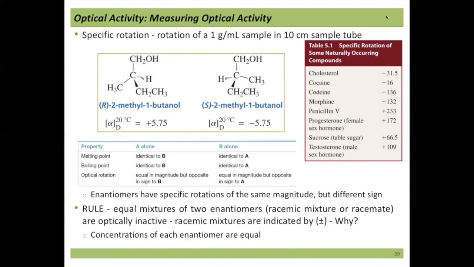You could test your cocaine and make sure that it's pure cocaine, or if they cut it with something else, it would have a different rotation. If it was positive 16, then you have the enantiomer of cocaine. And to be honest, I'm not sure what that does to you.